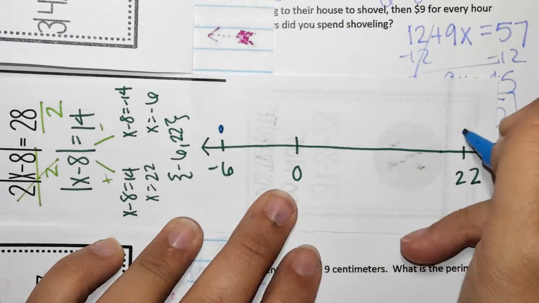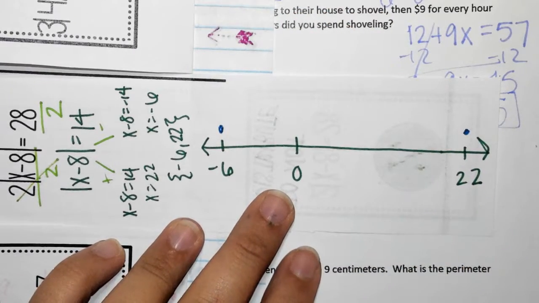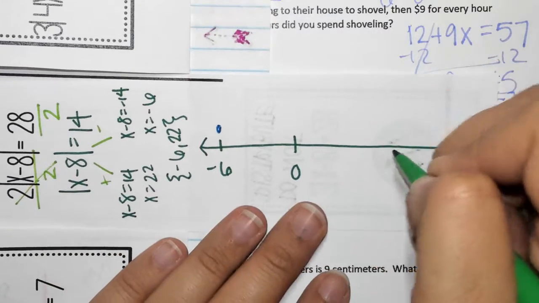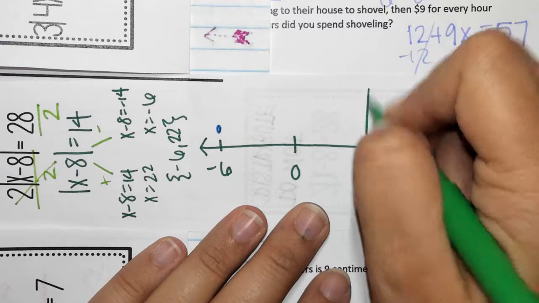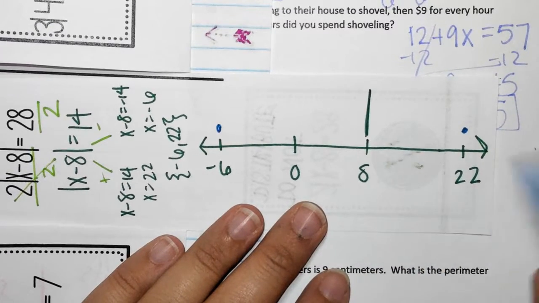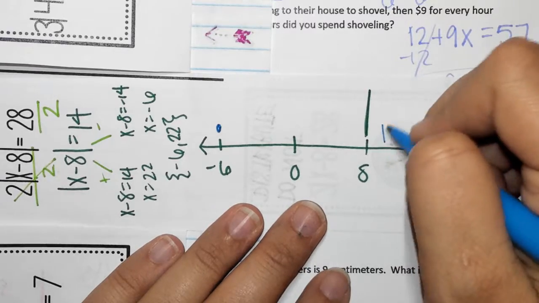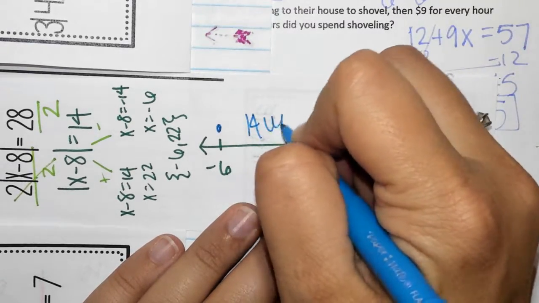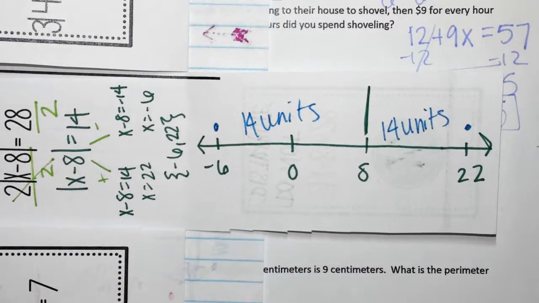What's the middle? Did the middle change? Nope. So it's still positive 8. And how many units does it take to get from 8 to 24? I'm sorry, 8 to 22? Dun dun dun dun! Isn't it lovely?